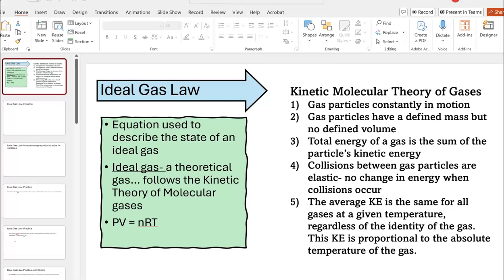So this is Unit 7. It's all about gas laws. There's quite a few of them, and there's quite a few assignments and problems with math. So I wanted to talk about the ideal gas law and do one or two problems for you.